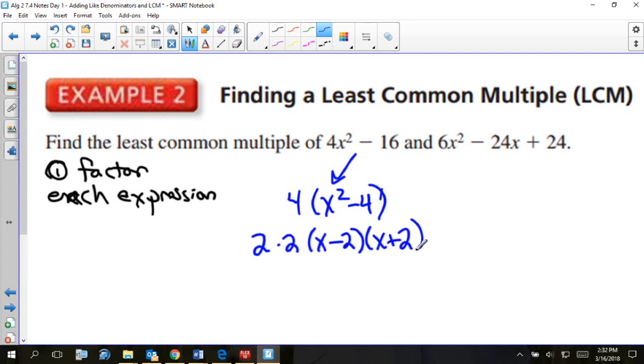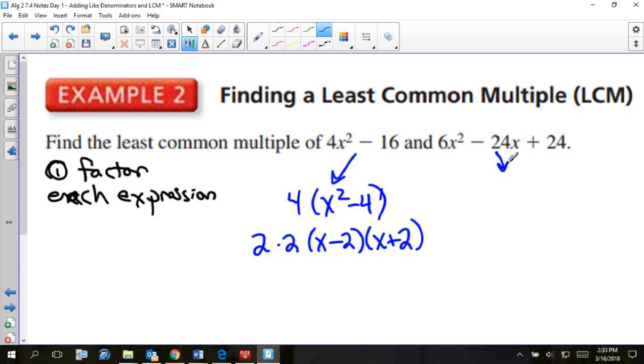So those of us that have been doing our assignments, these factorings should be getting easier and easier, and you should see it really fast if you've been keeping up on your assignments. All right, the next one, how do I factor a trinomial? First step.